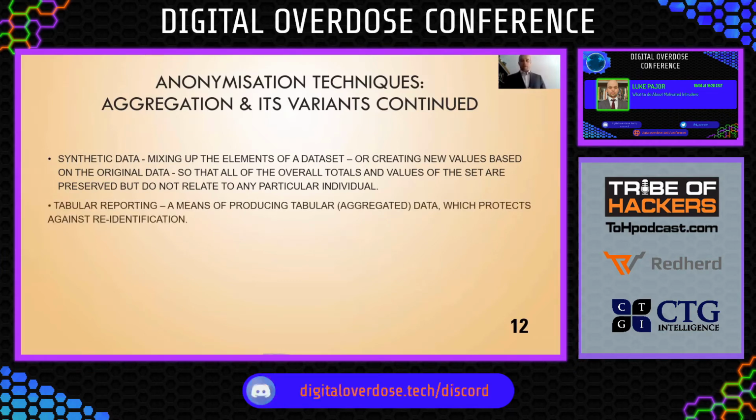We also have tabular reporting, which is just in short a means of producing tabular or aggregated data. This protects against re-identification. Now, these methods in particular are relatively low risk because it's generally difficult to find anything out about a particular individual by using aggregated data. This data does not support individual level research, but this can be sufficient to analyze social trends on a regional basis.